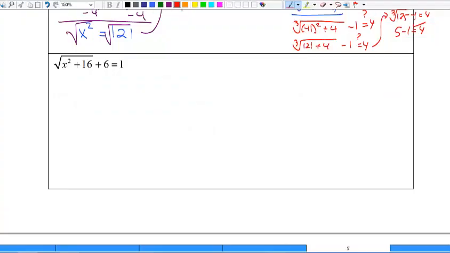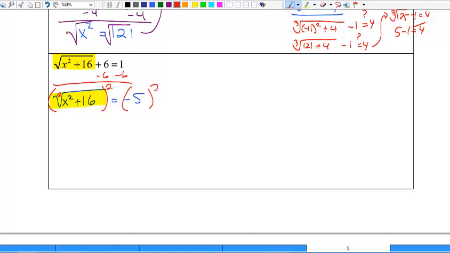On the next problem, is the radical all by itself? Again, no. So I need to subtract 6 from both sides so that my radical can be all by itself. Okay, that was step 1. Now my radical is all by itself. Step 2 says to raise both sides to the index. Well, my little index here is a 2.